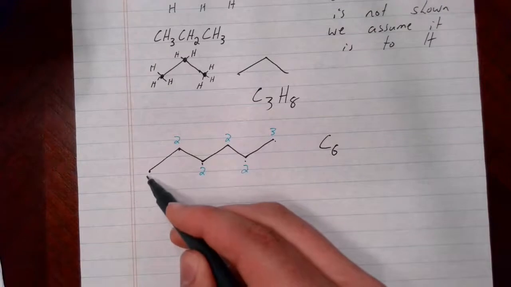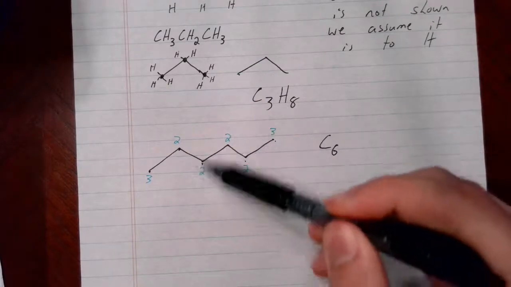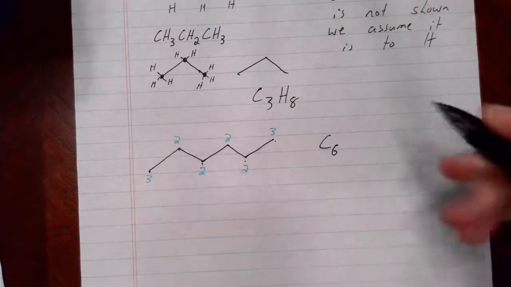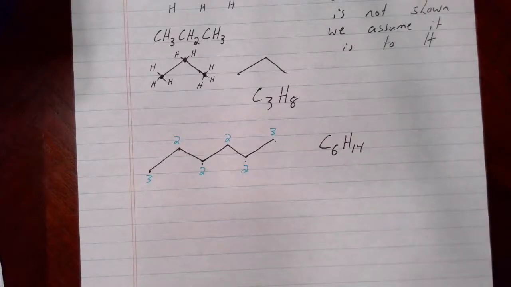So this carbon on the end here is only bonded to 1 other carbon. So there are 3 hydrogens that we're not seeing. So we go back and add it up, 3, 4, 5, 6, 7, 8, 9, 10, 11, 12, 13, 14. So I have C6H14 is my molecular formula there.